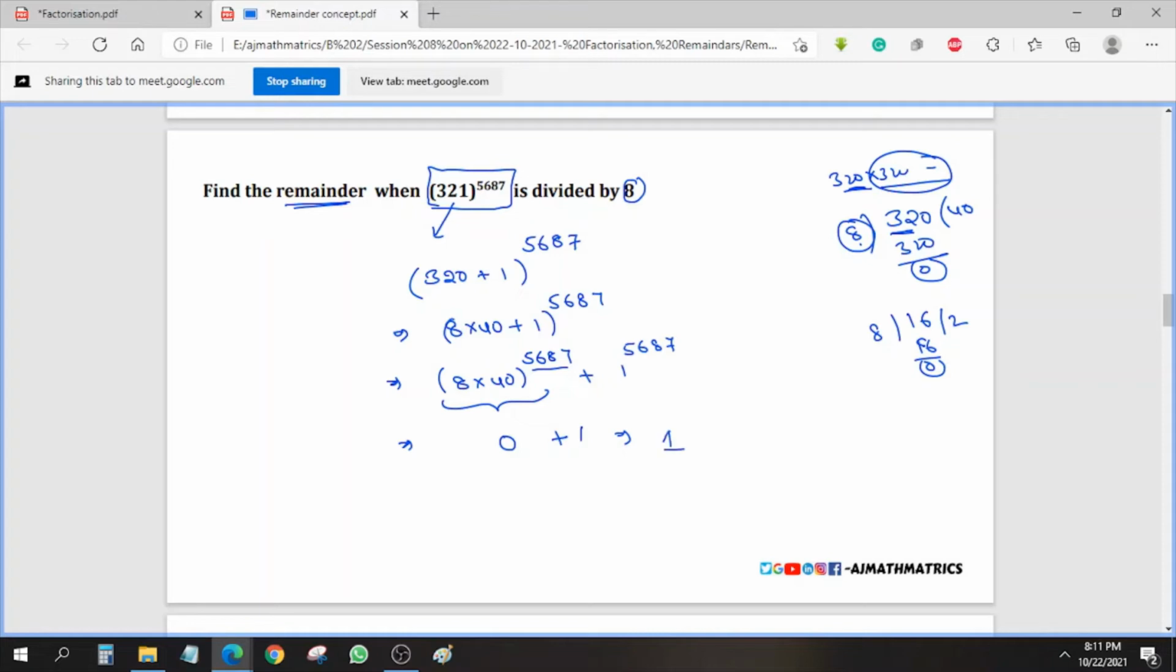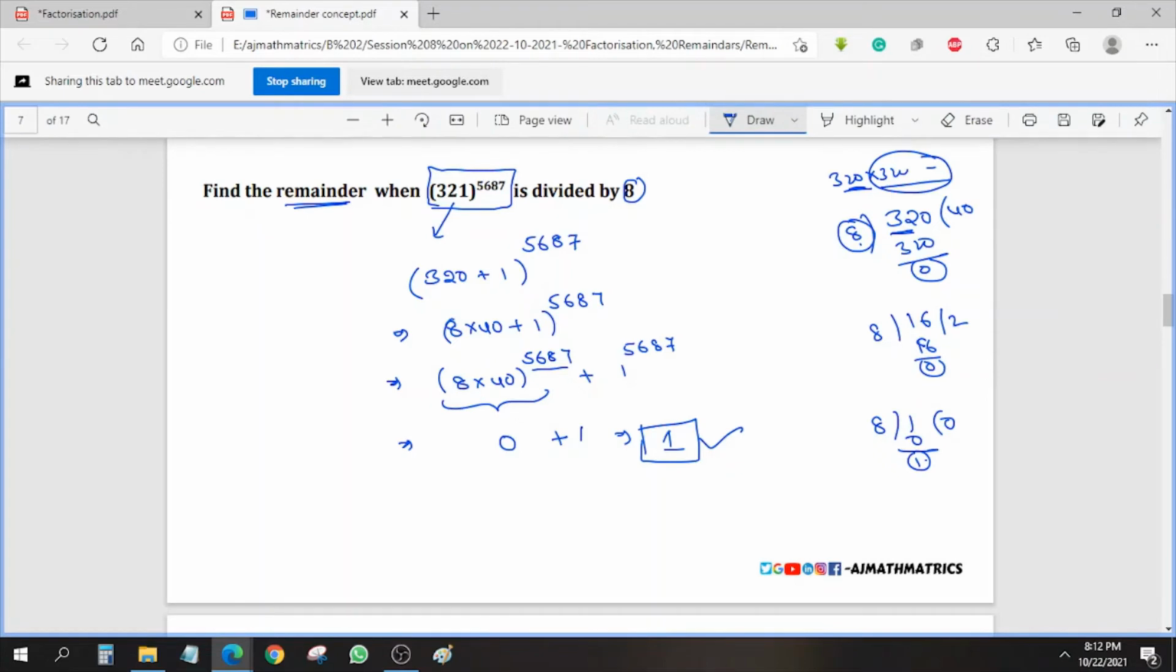We'll get the remainder as 1 only because we left with 1 power 5687. దాన్ని మనం 8 తో డివైడ్ చేస్తే ఏమవుతుంది 1 కదా. సో 1 ని ఎన్నిసార్లు మల్టిప్లై చేసినా 1 8 zeros are 0 అంటే రిమైండర్ ఏమొస్తుంది మనకి 1 వస్తుంది. సో ఆన్సర్ ఫర్ ద క్వశ్చన్ is 1.